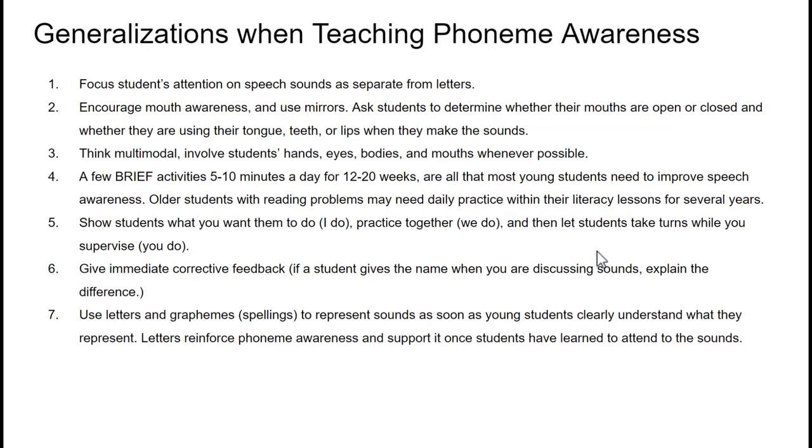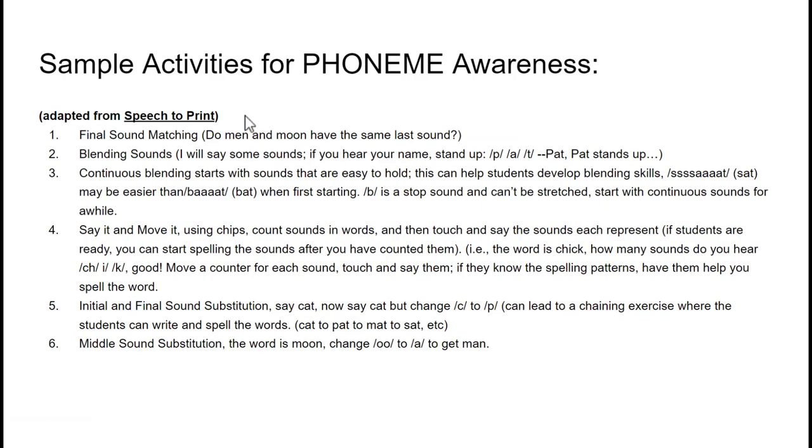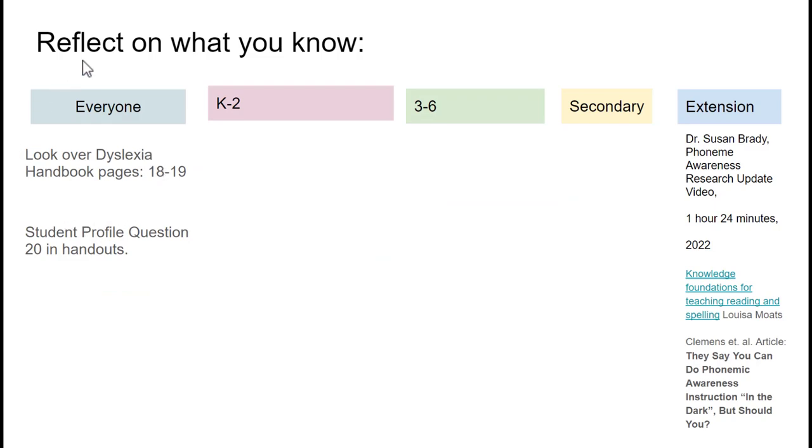All right, so you have some notes in your handouts going over teaching phoneme awareness and then some activities. So I would like you to go ahead and look that over, and then we will wrap up this module. So go ahead and do that, and then unpause when you're ready to continue. All right. So here we are at the end. Everyone is going to look over the dyslexia handbook pages. It's a nice summary of what we have just done. And then we're going to do the student profile question 20 in your handouts together.